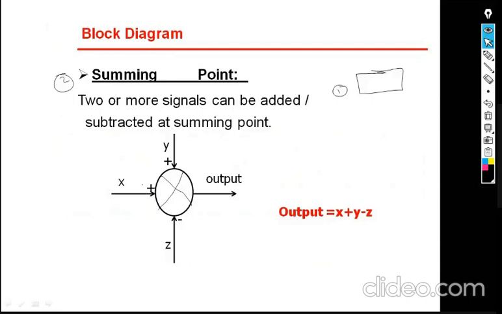Here it consists of four possibilities of inputs or outputs. In this, arrow in means input, arrow out means output. So x, y, z are the 3 inputs. Then the output will be x plus y minus z, because here there is a minus sign. That is one summing point.